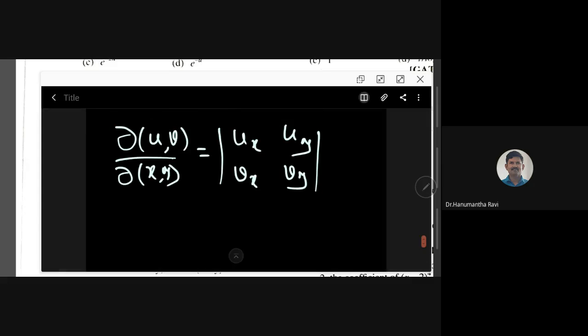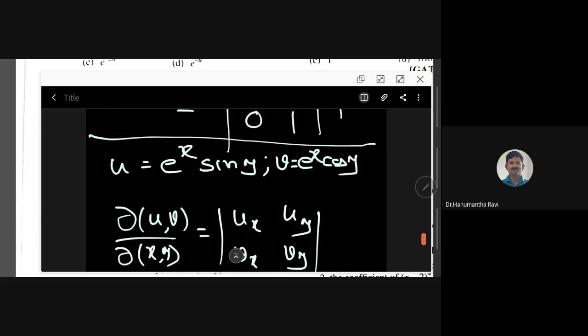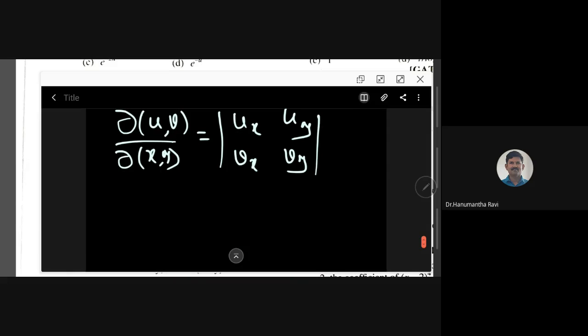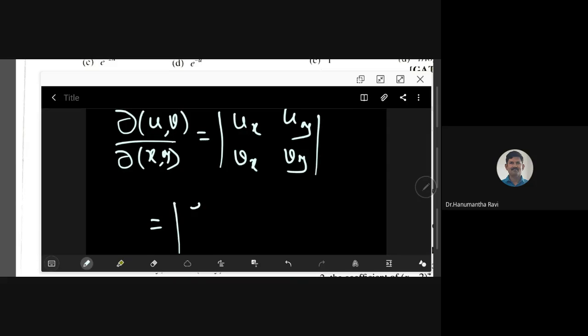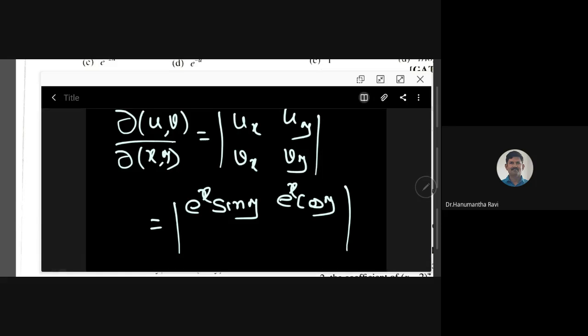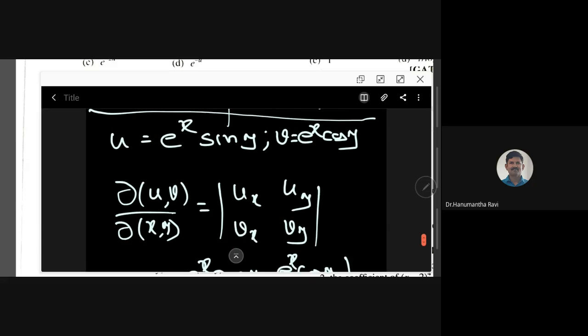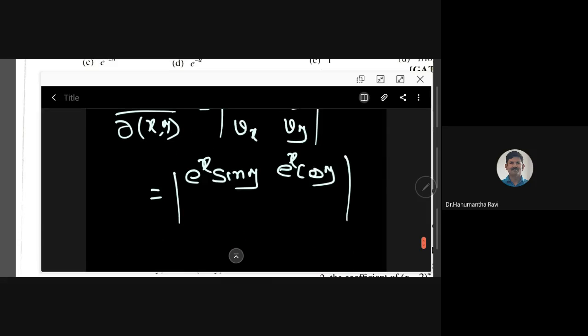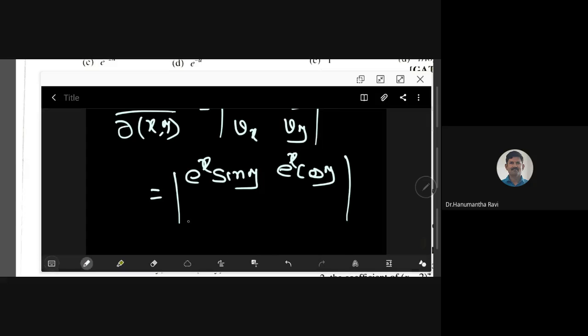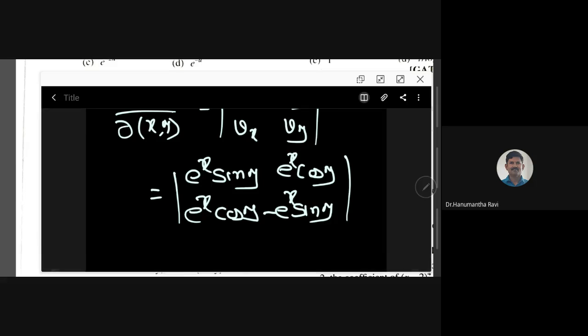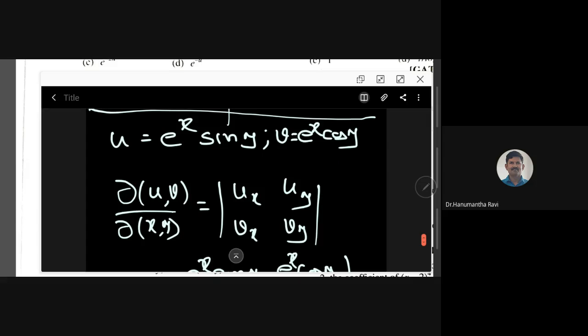So this is same as ux is e power x sin y, uy is e power x cos y, then vx is e power x cos y, and you have vy as minus e power x sin y, because dou v dou y is minus e power x sin y.